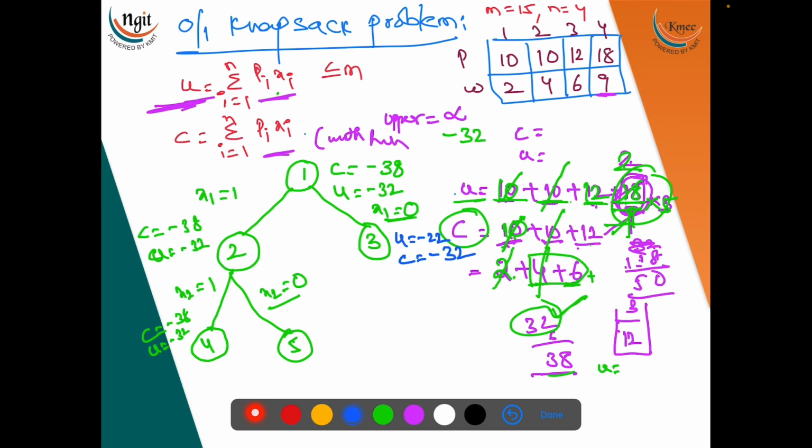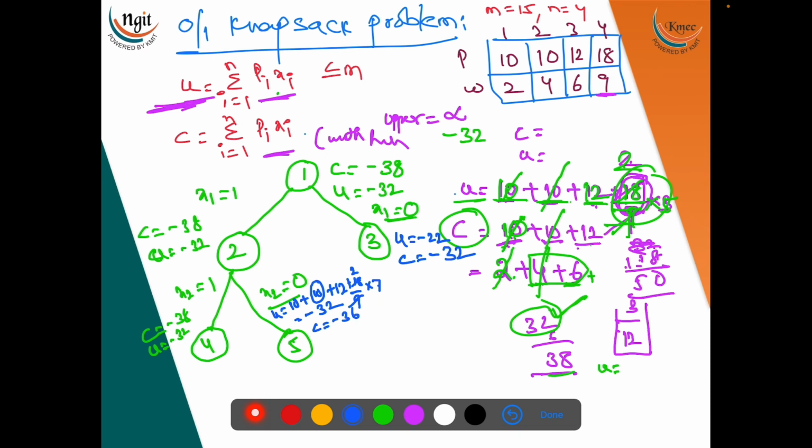x2 is equal to 0. The u value is what? It is 10 plus, and this 10 you will not take because x2 is not there, 10 plus 12 plus 18 by 9 into 7. So the cost is what? 10 plus 12 is 22. 22 plus 7 into 4 is 14. 22 plus 14 becomes 36. Now, when x2 is equal to 0, your u value is minus 32 and c value is minus 36.